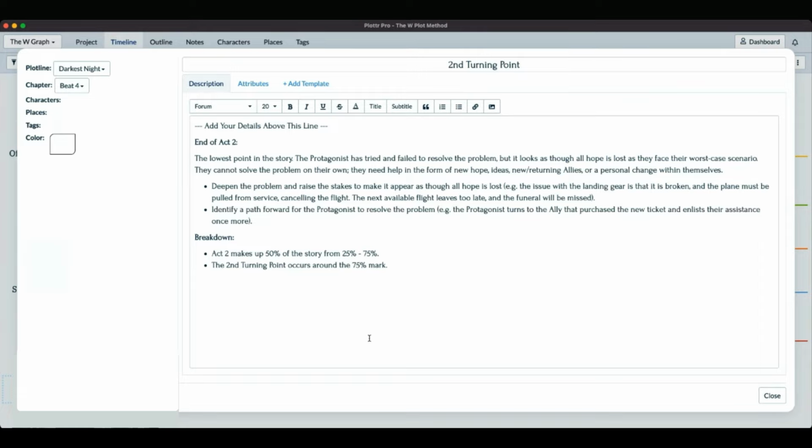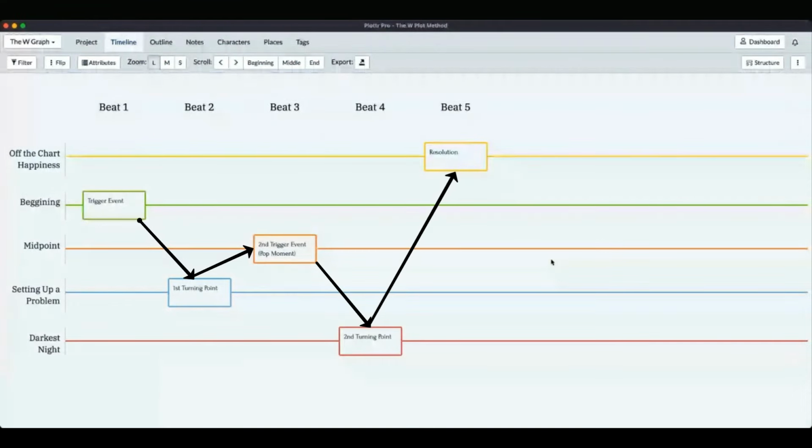This is where Act 2 goes from the midpoint down to that second turning point at the 75% mark. Now, at the end of each of these turning points, we see a tiny glimmer of hope. And that tiny glimmer of hope is what leads us to the last leg of our W. And that leg goes upward to the resolution. Now, notice that I have the resolution at off the chart happiness.